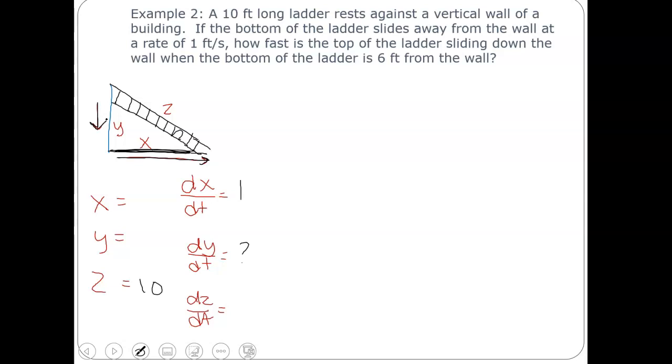How fast is the top of the ladder sliding down the wall when the bottom of the ladder is 6 feet from the wall? So what length is that, X or Y? X. So what don't I know that I need to know to do this problem? I need Y. So, anybody know what Y is? Yeah, because it's a 6, 8, 10 Pythagorean triple.